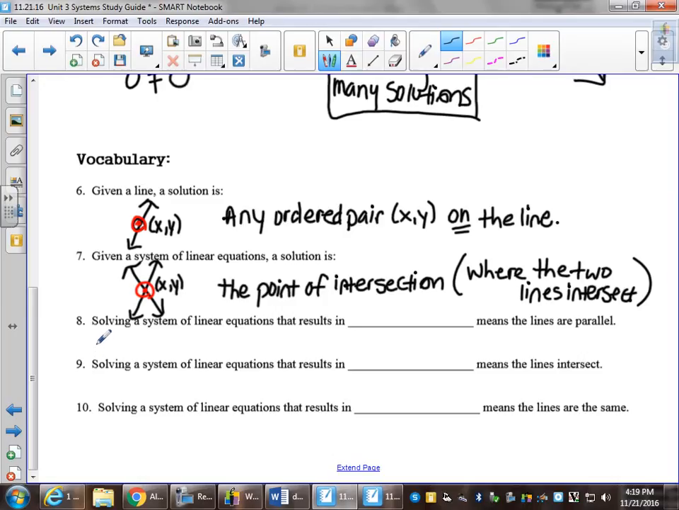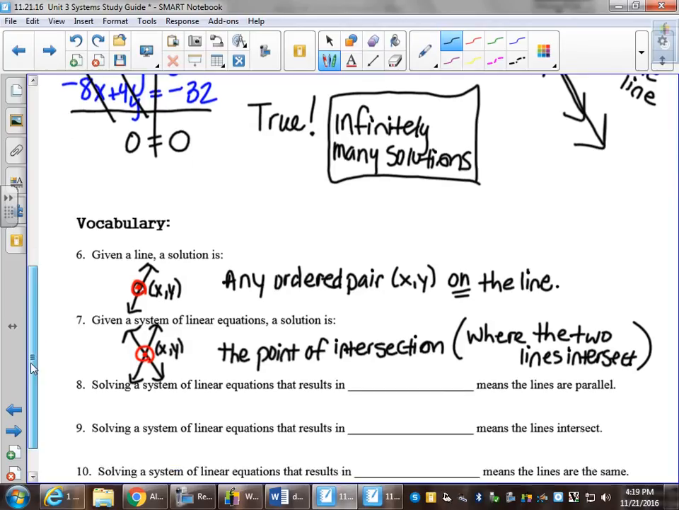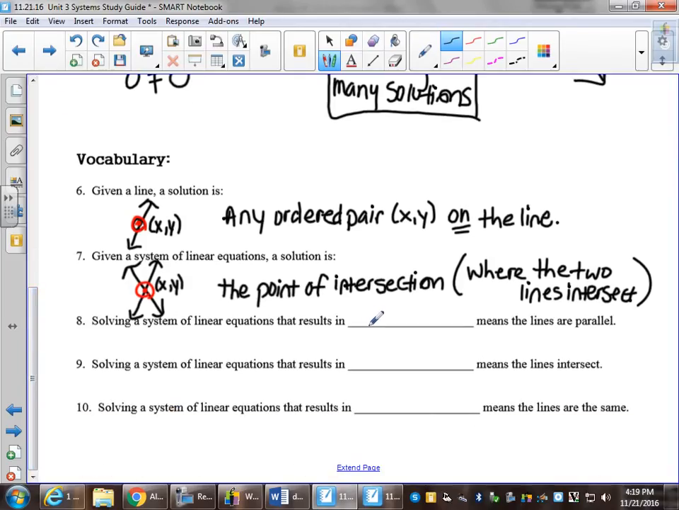Solving a system of linear equations that results in blank means the lines are parallel. Well, think about special cases. When would this result mean no solution? Not when I have a true statement, but when I have a false statement. So solving a system of equations that results in no solution means the lines are parallel.